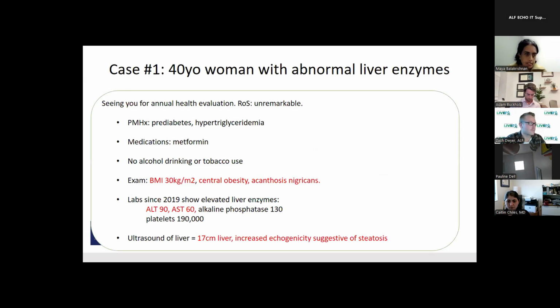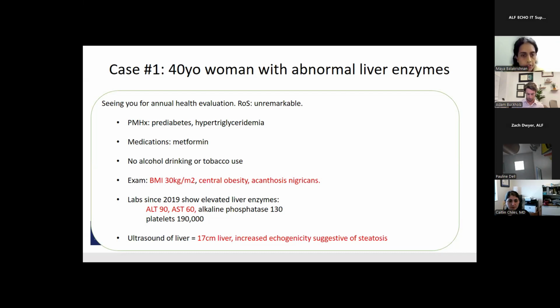So let's start with case number 1, the 40-year-old woman with abnormal liver enzymes. So she's coming in today for an annual health check. And in terms of her medical history, you see that she has prediabetes, she has hypertriglyceridemia, she takes metformin, she doesn't drink any alcohol, doesn't smoke. On exam, what's notable is her body mass index meets criteria for obesity, it's centrally distributed, she has acanthosis nigricans, suggesting insulin resistance.